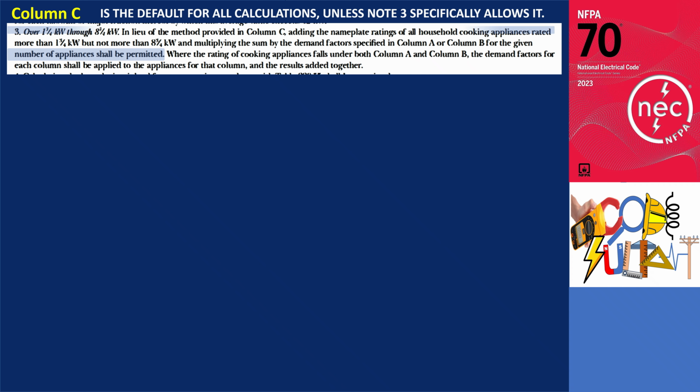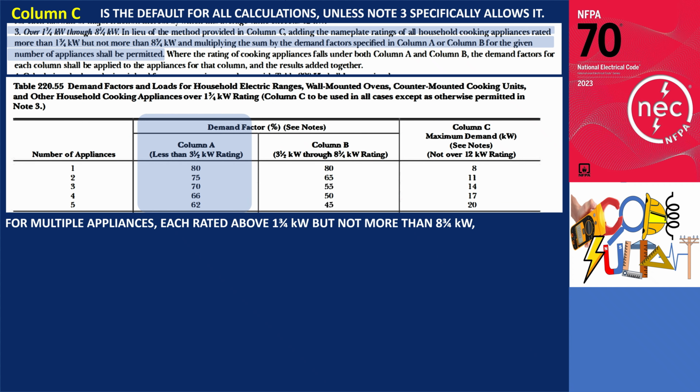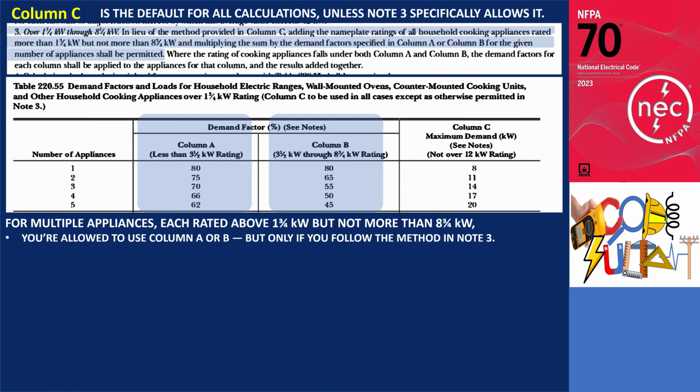In lieu of the method provided in column C, it shall be permissible to add the nameplate ratings of all household cooking appliances rated more than 1 3/4 kilowatts but not more than 8 3/4 kilowatts and multiply the sum by the demand factors specified in column A, or column B. In simpler terms, if you have multiple appliances, each rated above 1 3/4 kilowatts but not more than 8 3/4 kilowatts, you're allowed to use column A or B, but only if you follow the method in Note 3.